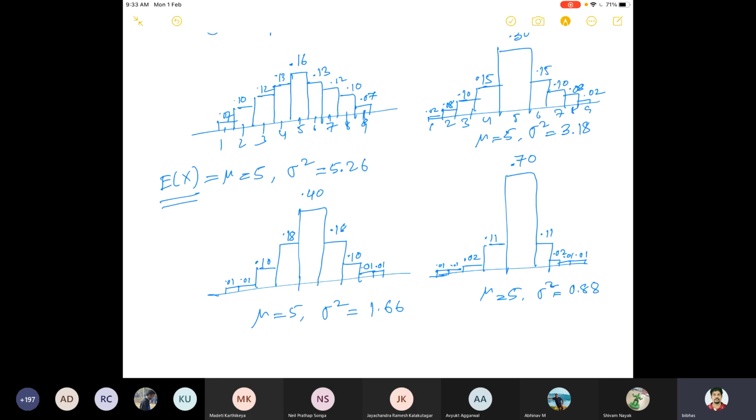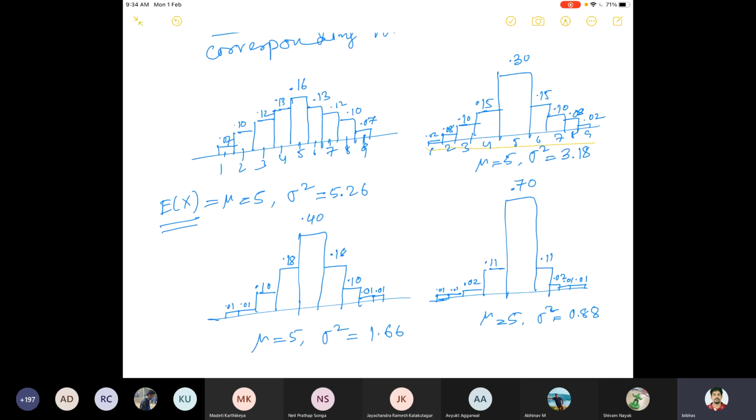Why am I drawing this? I'm just trying to tell you, the mean does not give any idea about the probability density function of all these different random variables, because the mean value, the expected value, is fixed. Mu is fixed for all these PDFs. Only the sigma square is varying. Here sigma square is the maximum, 5.26. Here 3.18, here 1.66, now 0.88.